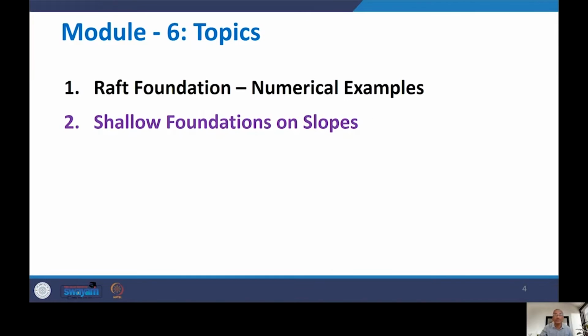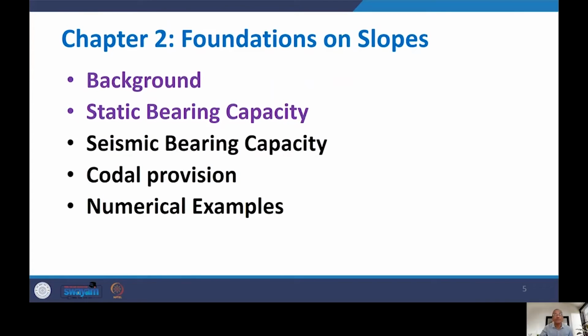One is rough foundation numerical examples, which we have covered in lecture 37. Today we are going to talk about shallow foundation on slopes, and we will continue that in the next lecture also. When we talk about shallow foundation on slopes, these are the topics we are going to cover. First is its background, what is the reason for it, why we require it, then static bearing capacity. Then we are going to talk about seismic bearing capacity, codal provisions, and finally some numerical examples.